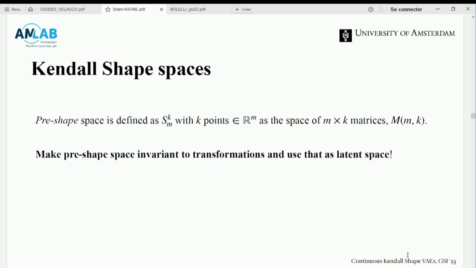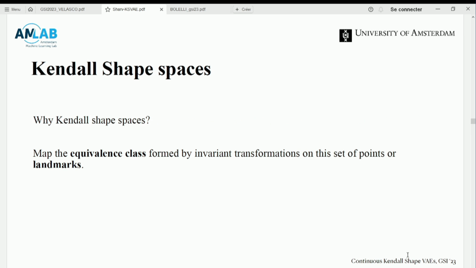We already have a hyperspherical VAE that can map our latents to a sphere. If we can use these Kendall shapes, which are already invariant to these transformations, along with this mapping, then we have a compact representation, plus invariance to these transformations. So if we can make the pre-shape space invariant to transformation and use that as a latent space, our job is done, right? Almost.